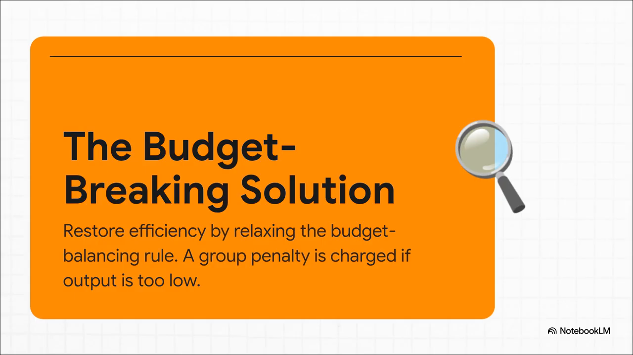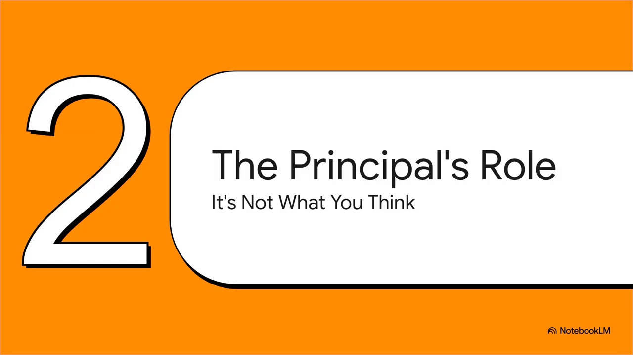The trick is making the total payout less than what the team actually produced if they miss their target. It's like poof, some of the money just disappears. This collective threat, this group penalty, it completely changes the game. It makes every single person care about the final output, not just what they put in. Okay, but this whole budget-breaking idea needs someone to actually enforce it. Someone has to be there to collect the penalty.